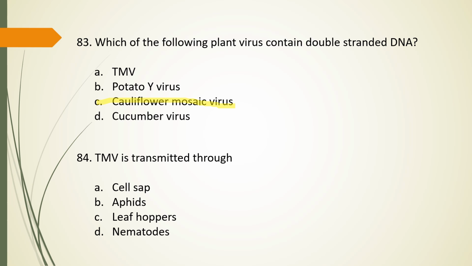Question number 84. TMV is transmitted through option A, cell sap, B, aphid, C, leaf hoppers, D, nematode. The correct answer is option A, cell sap. Tobacco mosaic virus is transmitted through the cell sap of an infected plant and can enter a new host through a wound in the plant.